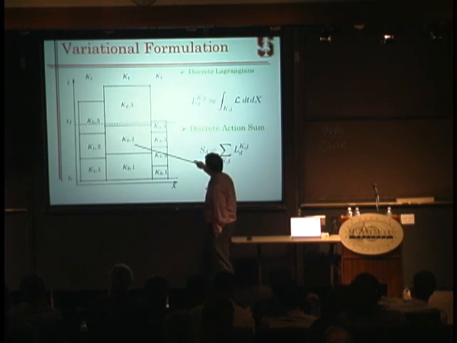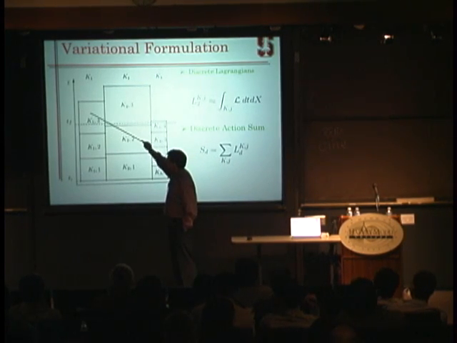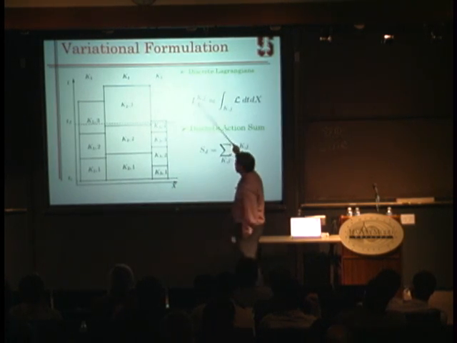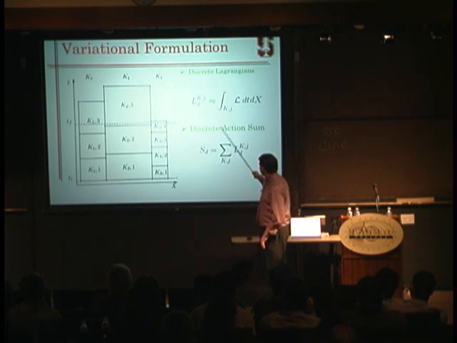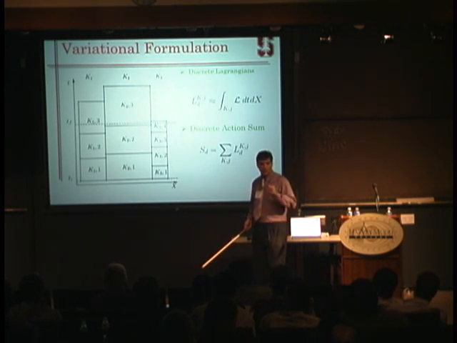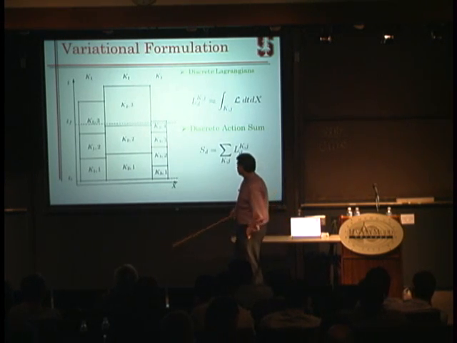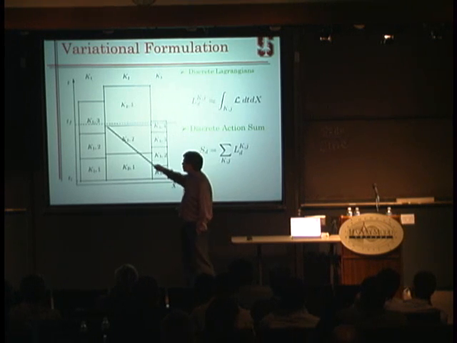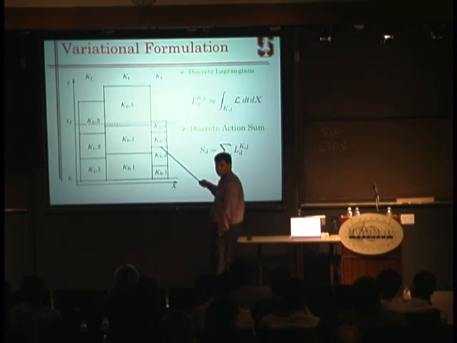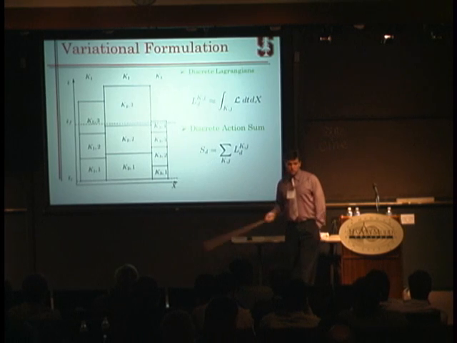And to each one of these space-time regions that we have here, we assign what we call a discrete Lagrangian. That discrete Lagrangian is just an approximation of the action of the system in that space-time region. Then, since we want to have the integral of the Lagrangian density everywhere, we just have to add all these discrete Lagrangians to construct the discrete action sum.